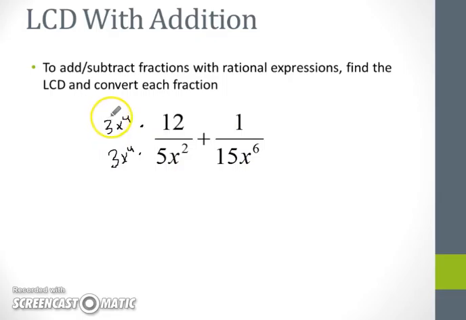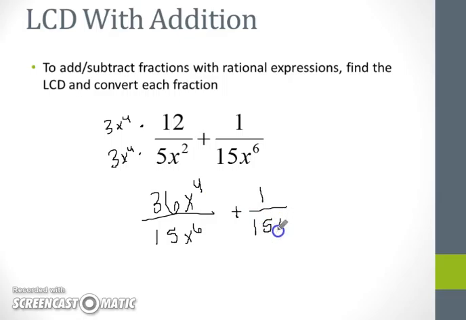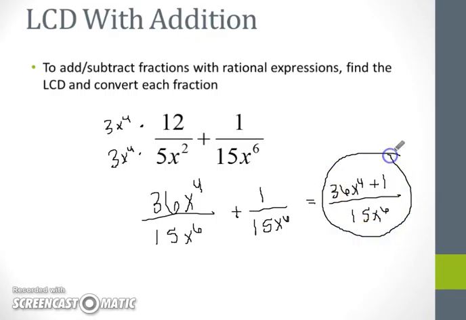So now we can rewrite these two fractions. 3x to the 4th times 12 would give us 36x to the 4th. And then 3 times 5, we've got our 15, x to the 4th times x squared, we've got our x to the 6th. And we're adding that with 1 over 15x to the 6th. Now that our denominator is the same, you can just rewrite this as one big fraction. So 36x to the 4th plus 1 over 15x to the 6th. And this would be that answer.